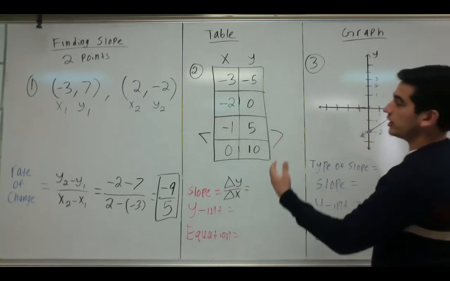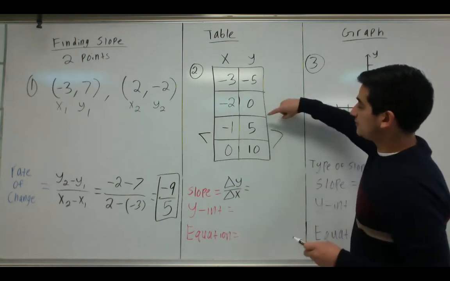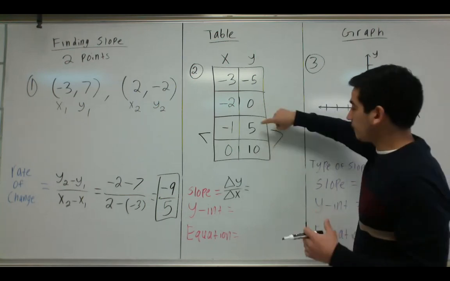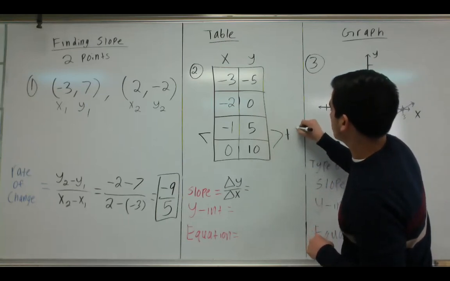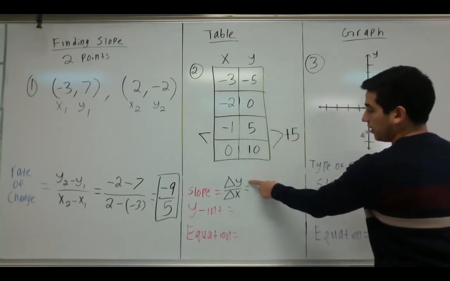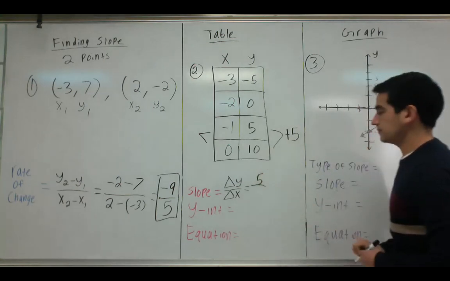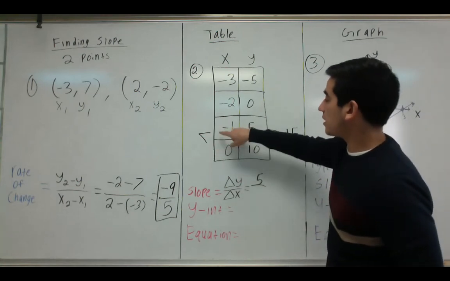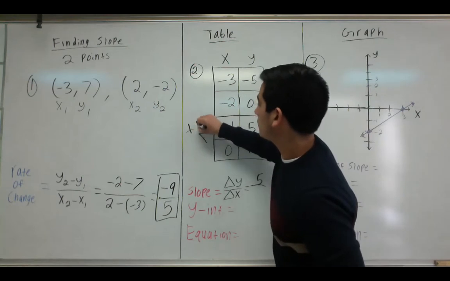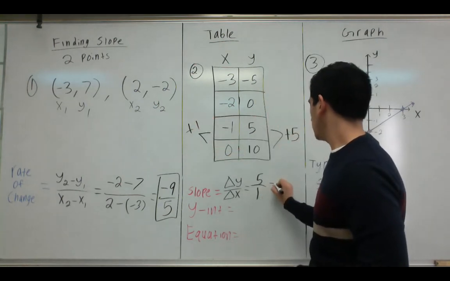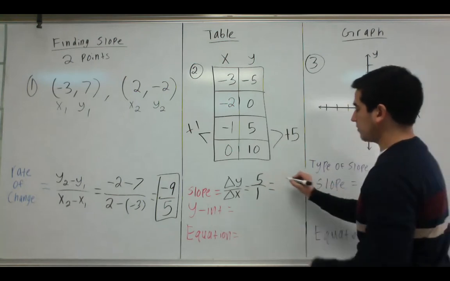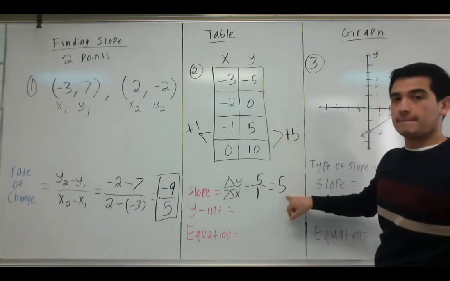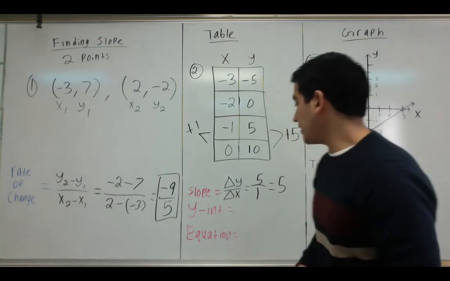So to find the change of y and x, you find the difference. So what do I do to go from 5 to 10, right? Well, to go from 5 to 10, I'm adding 5. So my change of y is a positive 5, okay? Now, my change of x from -1 to 0, how do I go from -1 to 0? Well, I add 1. So my change of x is 1. And then I do a little math, 5 divided by 1, that's 5. So the slope of this table is 5. Easy, okay? Next is the y-intercept.